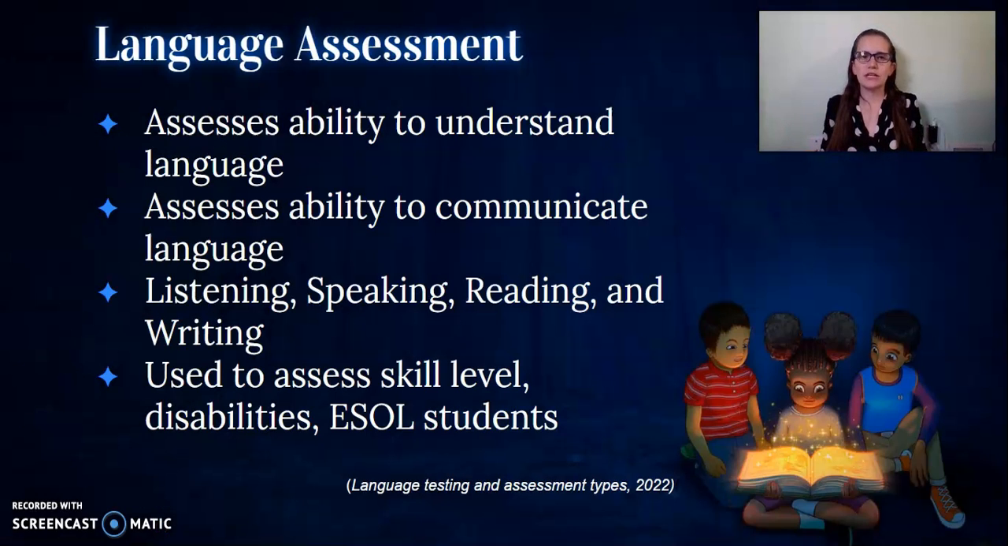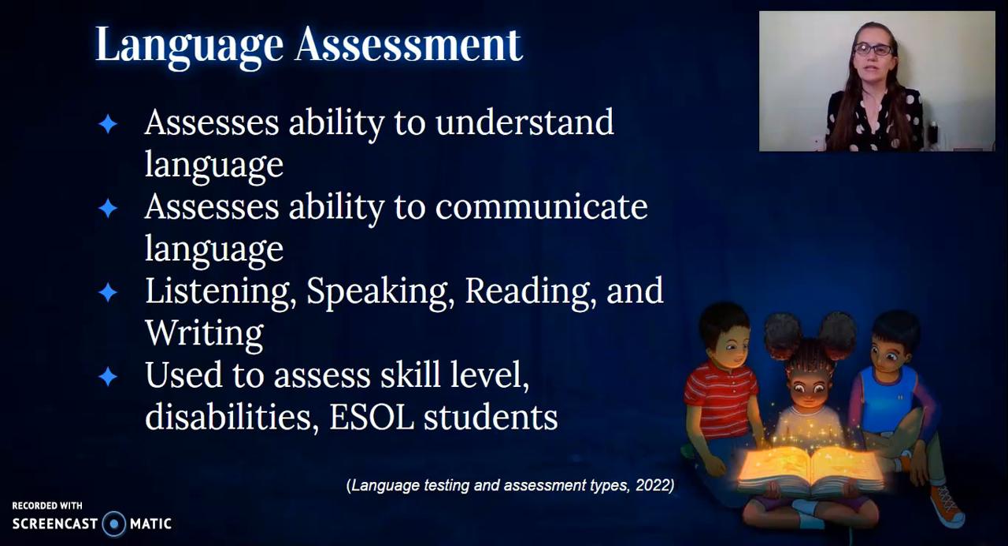Language assessments, we use these to understand the language of the student, how they understand our language and how they communicate it back. We do this through testing their listening, speaking, reading, and writing skills. This assessment allows us to assess the skill level, knowing whether the student is behind, on level, or ahead. It also lets us know if there's strength in their speaking, so they might need some more oral assessments, or if their strength is writing, we'll be able to see that.